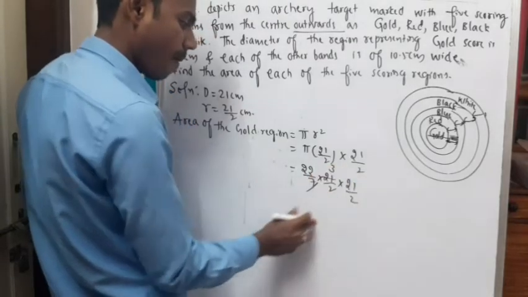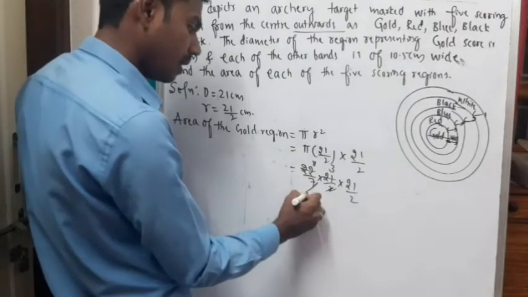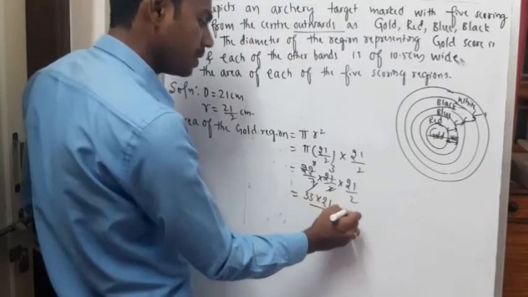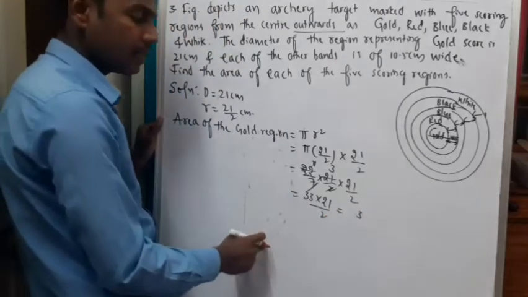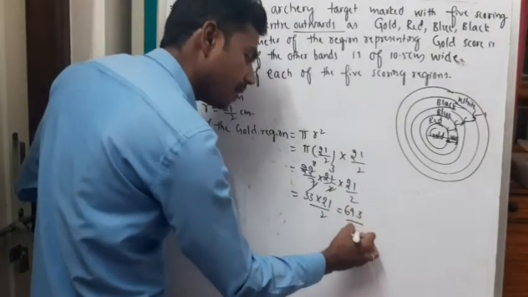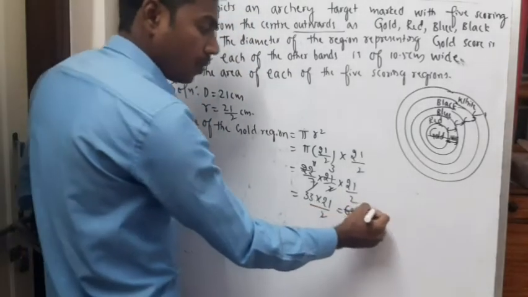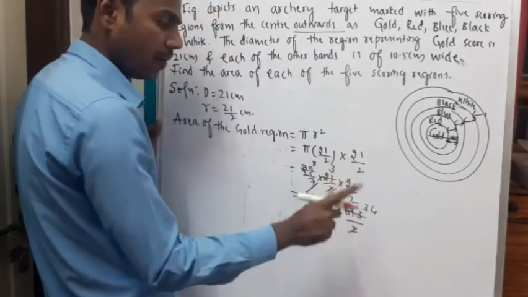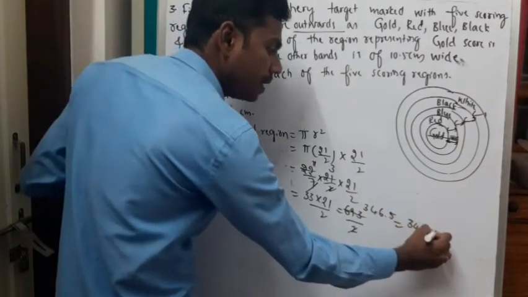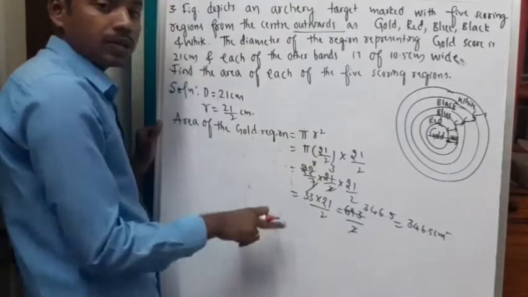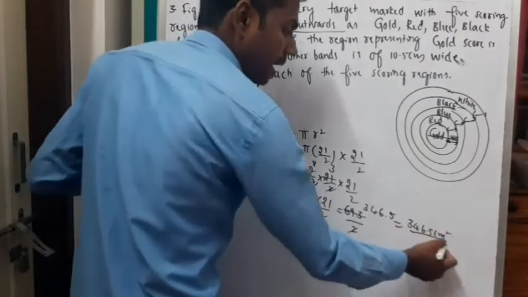7 1s are 7, 3s are 21. 2 1s are 2, 11s are 11. Fine. Now, 11 3s are 33 into 21 divided by 2, which is equal to 21 3s are 63, carry 6. 21 3s are 63 plus 6, 69. 693 divided by 2: 2 3s are 6, 2 4s are 8, 1 left 13, 2 6s are 12, 2 5s are 10, that is 346.5 centimeter square. This is the scoring region, or area of the gold region. So this area represents the gold region.